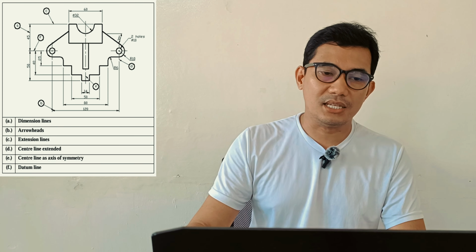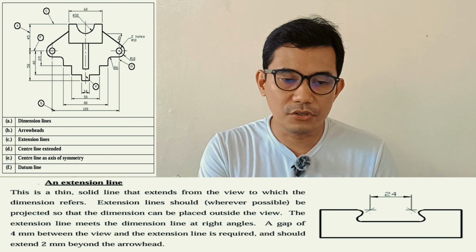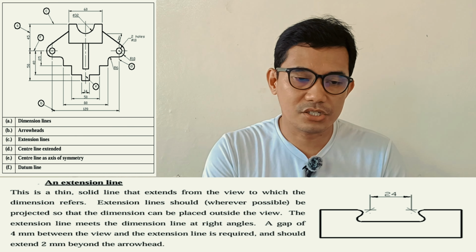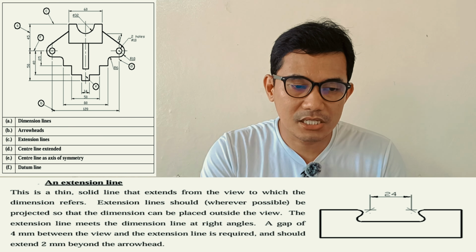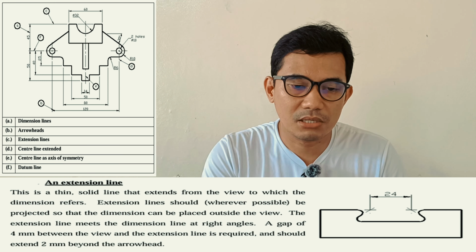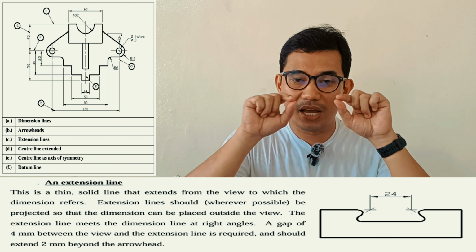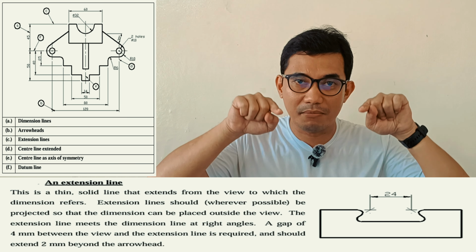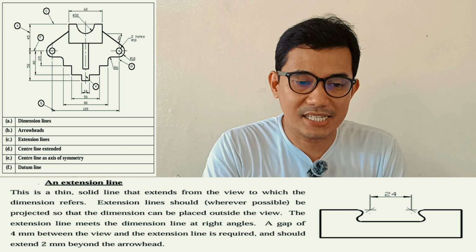Next, the extension line. The extension line, this is a thin, solid line that extends from the view to which the dimension refers, as you can observe sa ato ang figure. Extension lines should, whenever possible, be projected so that the dimension can be placed outside of the view. Asa man ang extension line? Din na kanang duha nga nag-ana sa gilid before pa ni barog ang ato ang dimension lines based upon figure. Those are the extension lines.